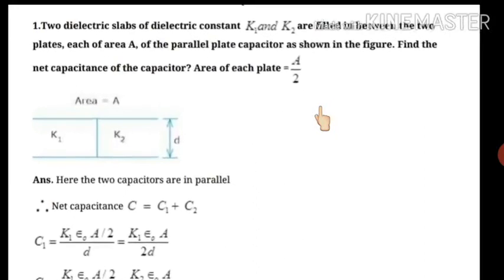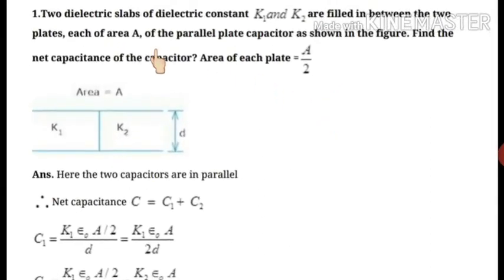Now next question is, two dielectric slabs of dielectric constants K1 and K2 are filled in between the two plates, each of area A. So they are talking about a parallel plate capacitor and two dielectric slabs whose dielectric constants are K1 and K2. The area of the plates is A. Find the net capacitance of the capacitor. So we have to calculate the capacitance of the capacitor, and the area of the plate is given as A.